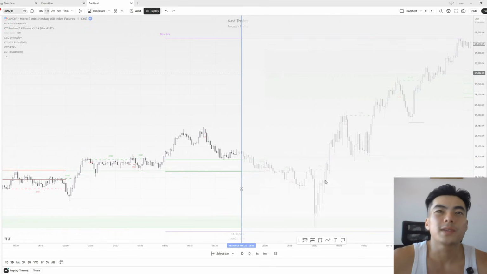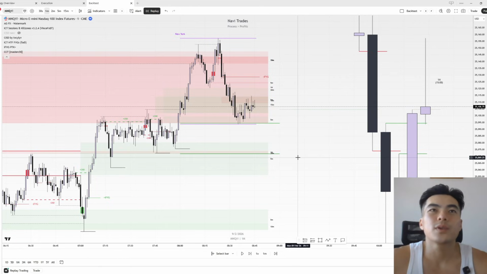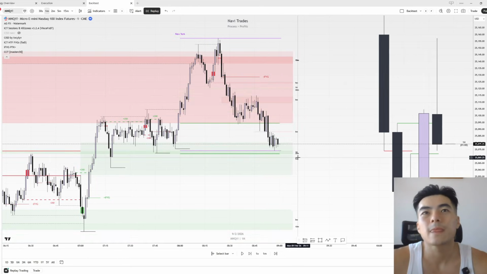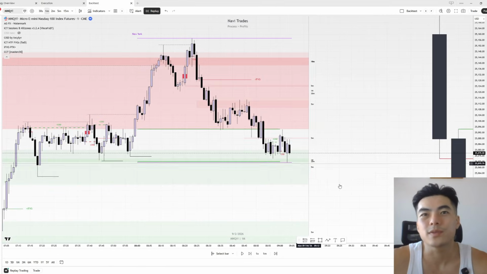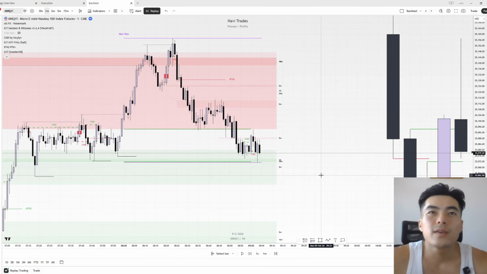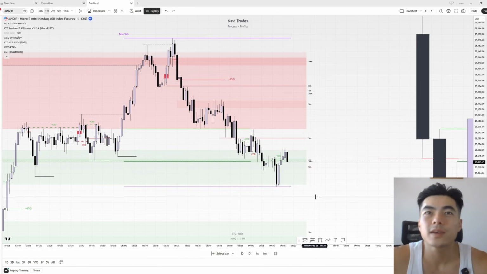Actually, there might be some extended POIs. Let's have a look. Okay, so bullish points of interest. Let's see, this one gets engaged finally. We tap into some high time frame FVGs. Let's see what happens now. SysD, okay.